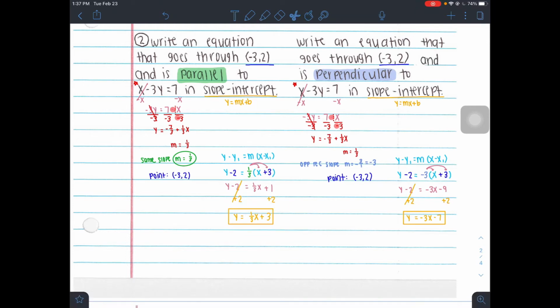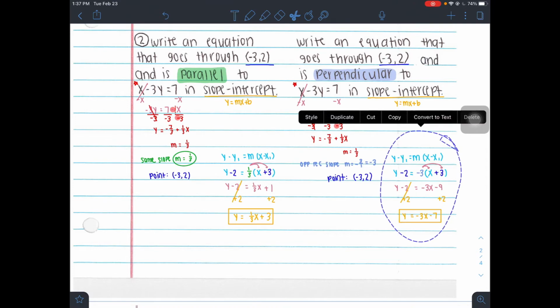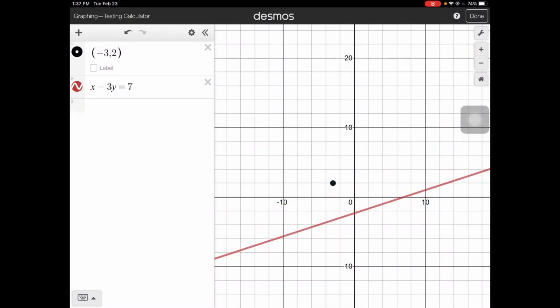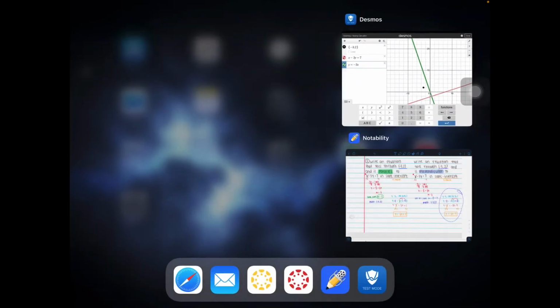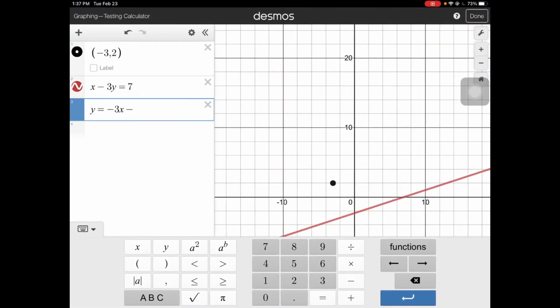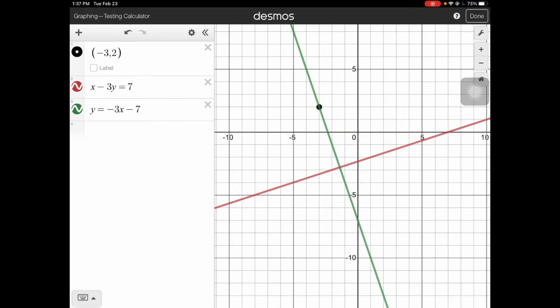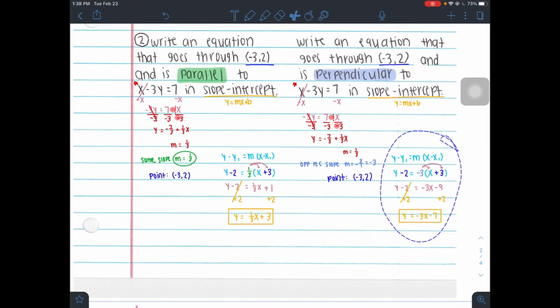So let's go ahead and check this in Desmos just to make sure that everything's matching up right. Again, we're given the point, negative 3, 2, and then we're given that equation. And they want us to create a new equation that goes through this black point, but it's perpendicular to the red line. And we came up with y equals negative 3x minus 7. You'll notice that they are perpendicular to each other, and it does go through that black point.